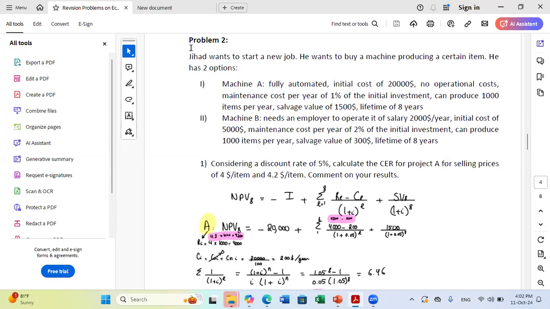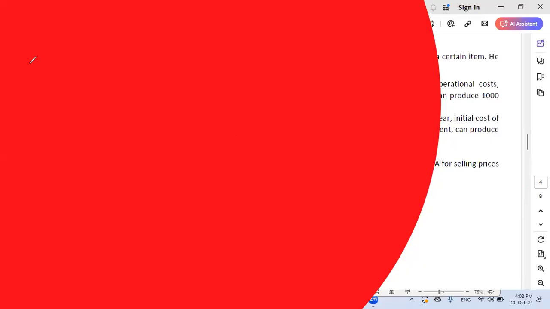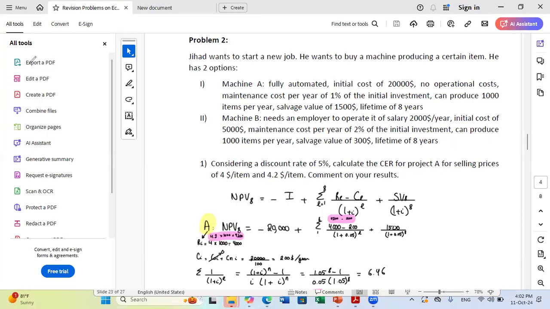Look, I think here there is a typing error. I will fix it here. Okay. The number of items produced is lower. So let me fix this.